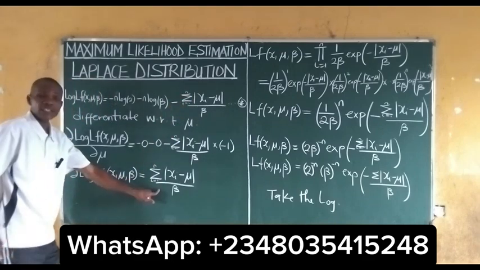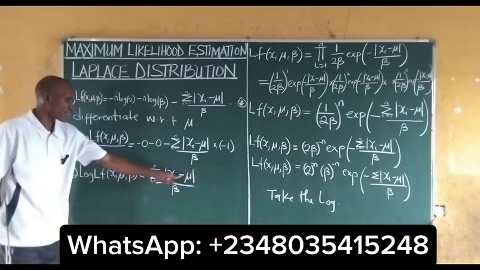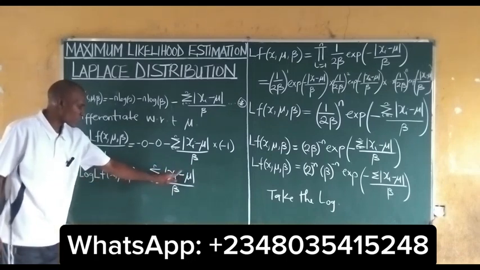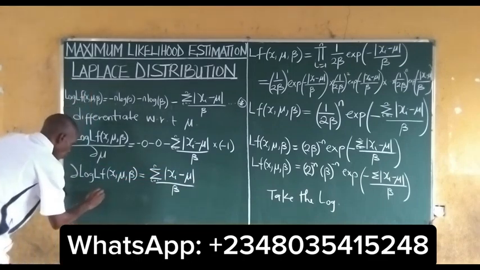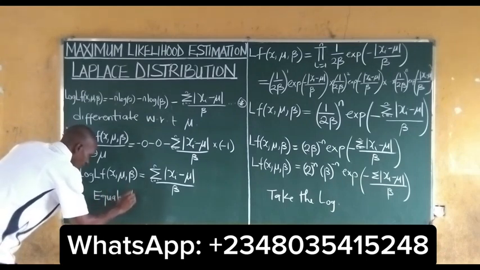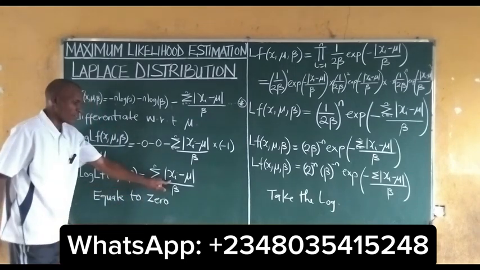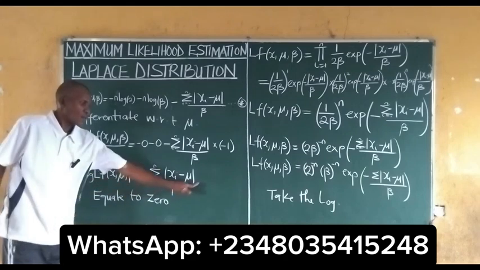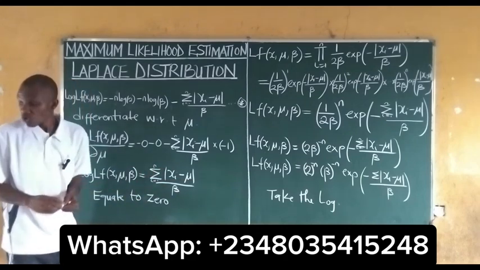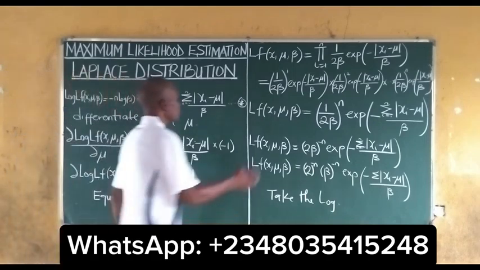The next thing to do is to equate the whole of this to 0 to maximize mu. We equate the whole of this to 0, to maximize this that is here. So maximizing it, we will move over to the next side as we are equating it to 0.